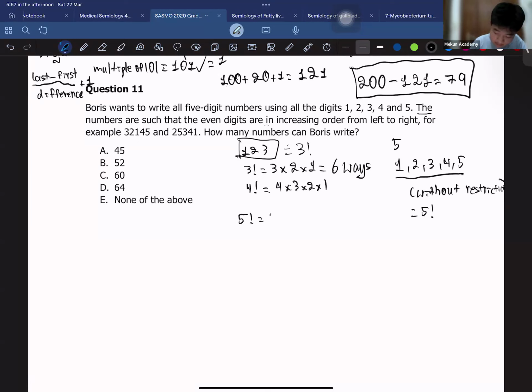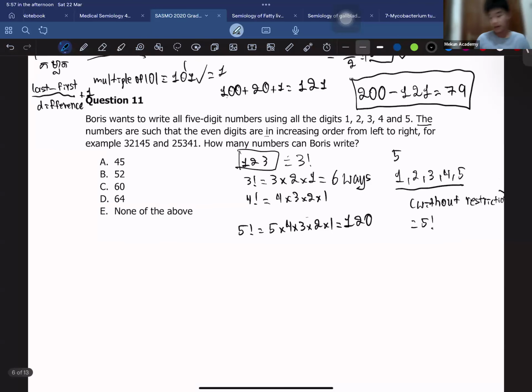So 5 factorial is equal to 5 times 4 times 3 times 2 times 1. And what do we get? This is 6, this is 20, and then we have 120. Okay, so 120.